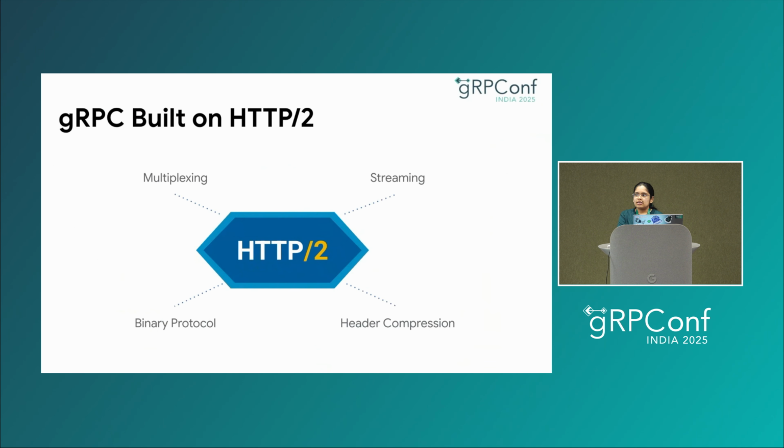Another fundamental design decision of gRPC is that it's built on HTTP2. So this ensures compatibility with many load balancers and proxies. HTTP2's use of binary encoding, header compression, and multiplexing over a single TCP connection makes gRPC a high performance framework that reduces latency and uses resources more efficiently.